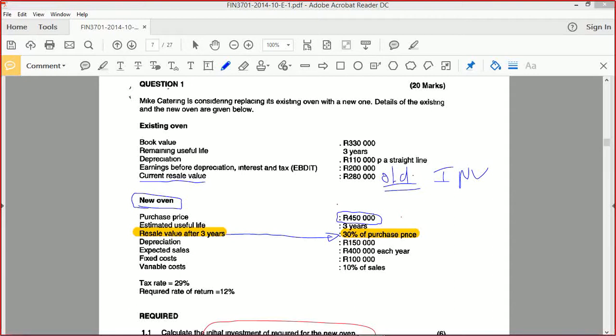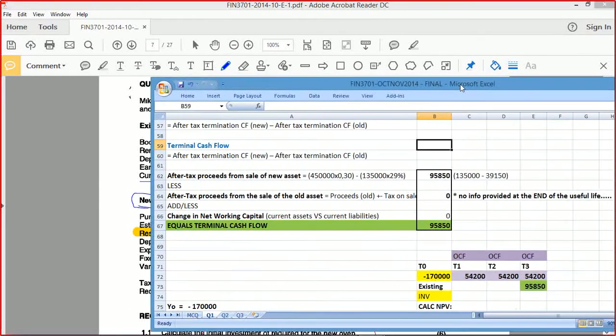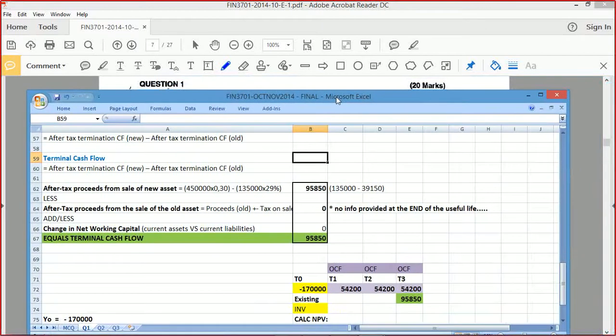So that leaves you, so it's 135 minus 29% equals... So 95. So in the third year, your cash flow would actually be, it wouldn't be 54, it would be 54 plus 95,850. Yes. Okay, cool. Let me work that out quickly. Okay, so see, the diagram's important. That's why when you do an NPV calculation, always draw a picture.